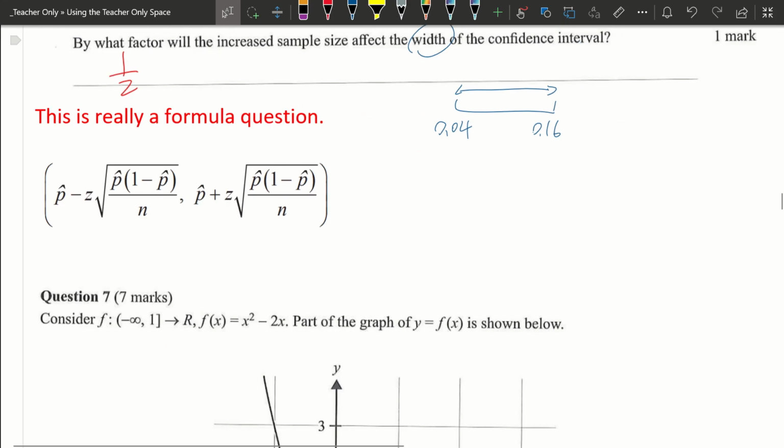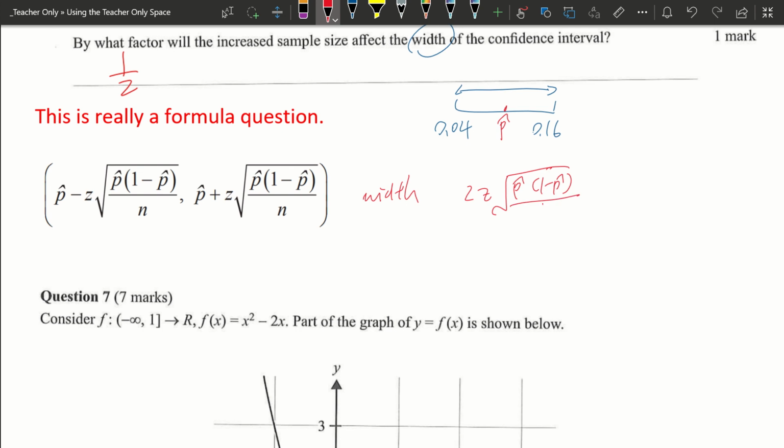2 times the monster. Right? So the width for any confidence interval is really 2 times z, because you have the p hat in the middle, and then you minus this monster to get to the left endpoint, and you plus the monster to get the right endpoint. So there's a 2 of the monster in the entire width. So 2z, and then p hat 1 minus p hat, and then n.